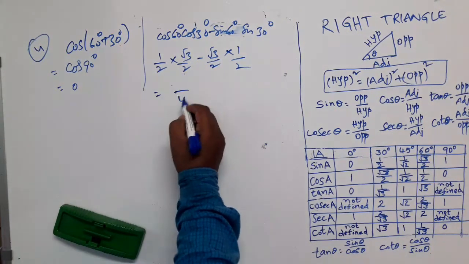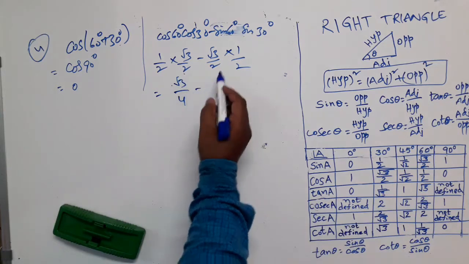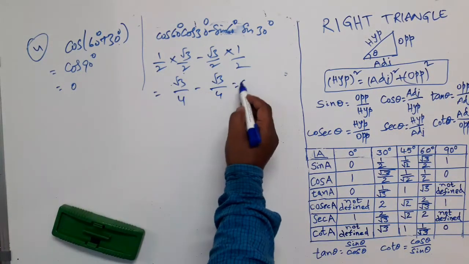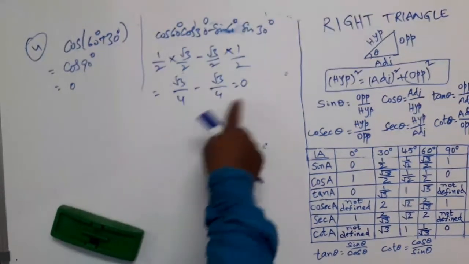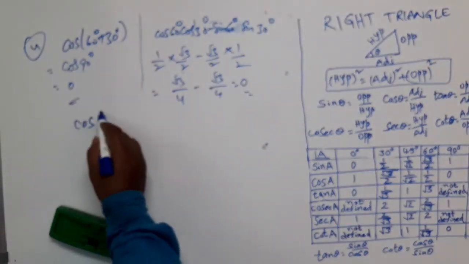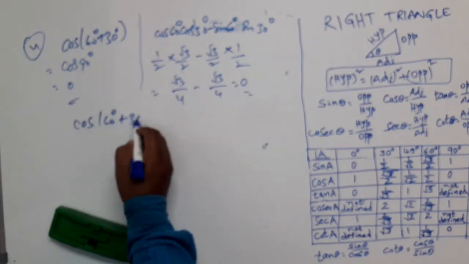This is 2 into 2 is 4, 1 into root 3 is root 3, minus 2 into 2 is 4, root 3 into 1 is root 3. These two are same, right? The difference is 0. This is 0. This is also 0. So can I write like that? Yes. These two are same.